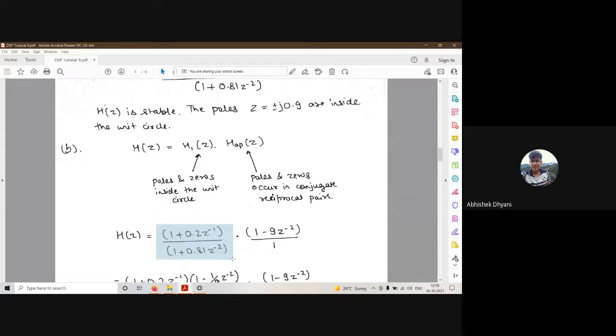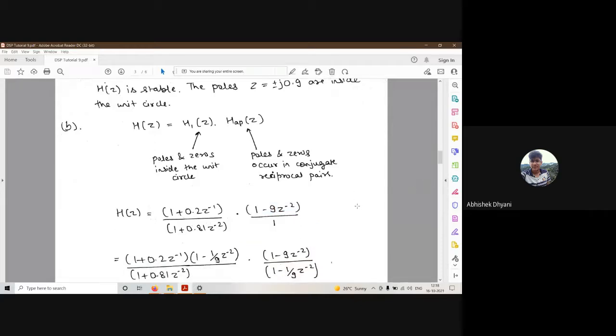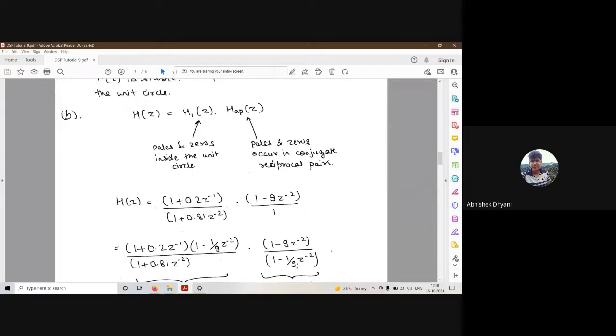So this is clearly a minimum phase system, but this is not an all pass system, because for this to be all pass, we must have a pole which is a conjugate reciprocal of this zero. So let me multiply and divide by that. I'll multiply and divide this by 1 minus 1/9 z^-2. That way I have a pole which is the conjugate reciprocal of this numerator, right? Instead of 9, I have 1/9 here. So that makes this part an all pass part.